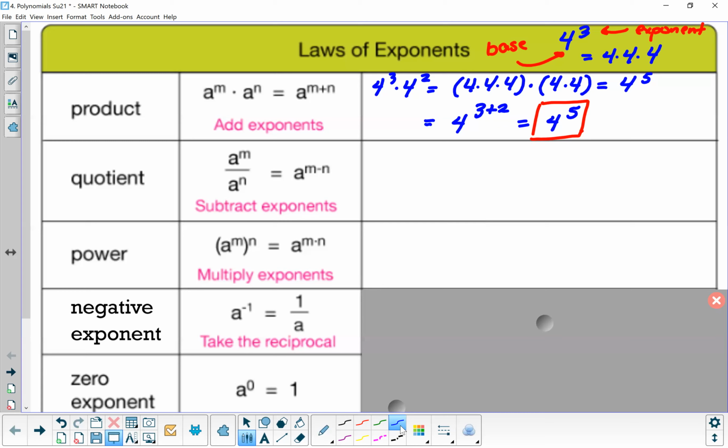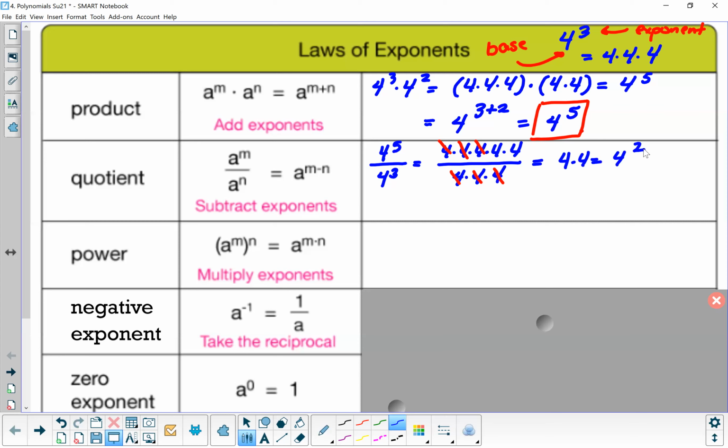Secondly, we have our quotient rule for our law of exponents. So let's consider the example 4 to the 5th divided by 4 cubed. If we expand that, in our numerator we have 4 times 4 times 4 times 4 times 4, divided by the denominator 4 times 4 times 4. And if we simplify that, we're reducing 3 pairs of factors. So we're left with 4 times 4, which equals 4 squared.